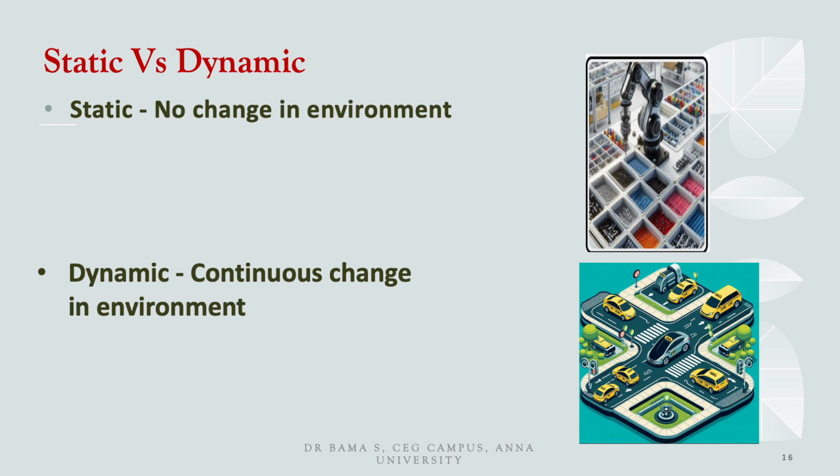Another type of property is static versus dynamic. Static environment means there is no change in the environment. Say the same example is taken as the part picking robot, and with respect to the agent there is no change in the environment. Whereas in the automatic car driving scenario, the environment keeps changing often.